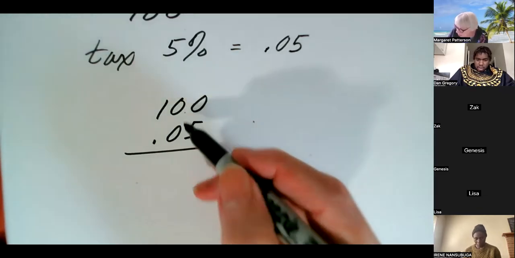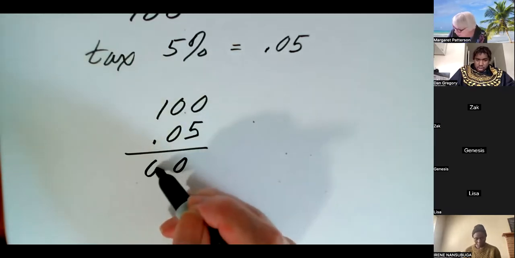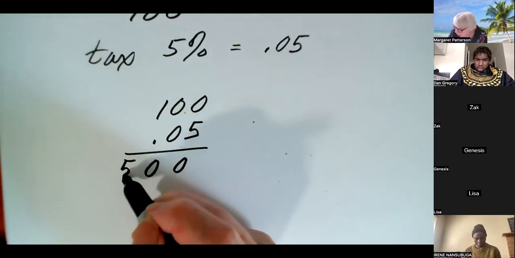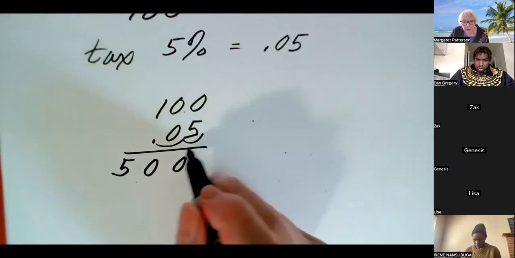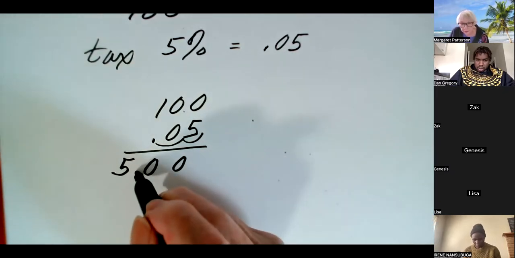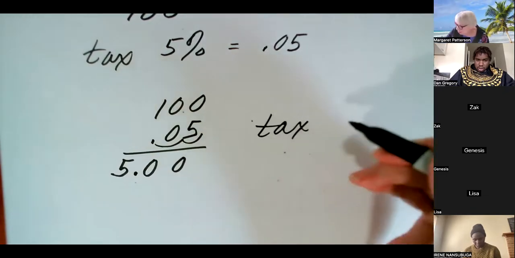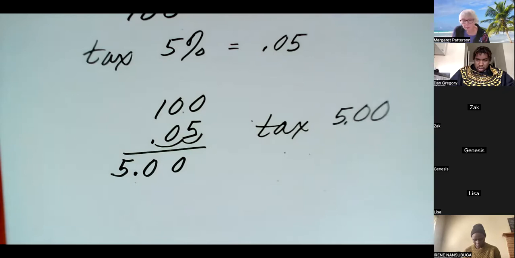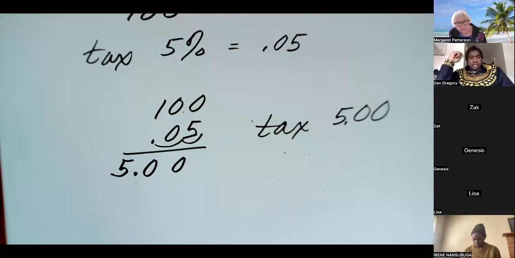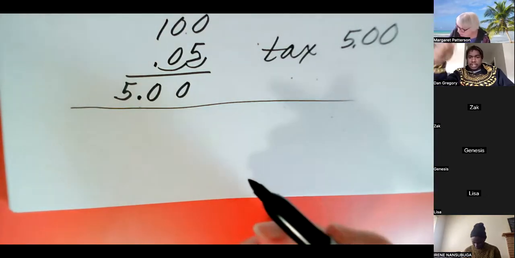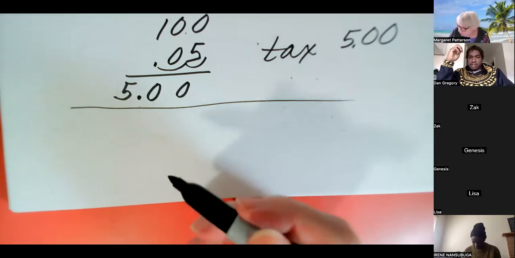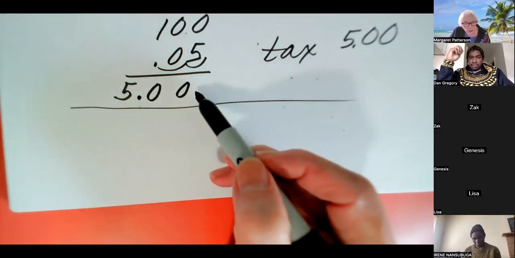So 5 times 0 is 0 and another 0, and 5 times 1 is 5. When you move this over, 1, 2, the tax would be $5. So you do the fraction as normal, and at the end of it, you just move the decimal places. And this is the decimal approach.